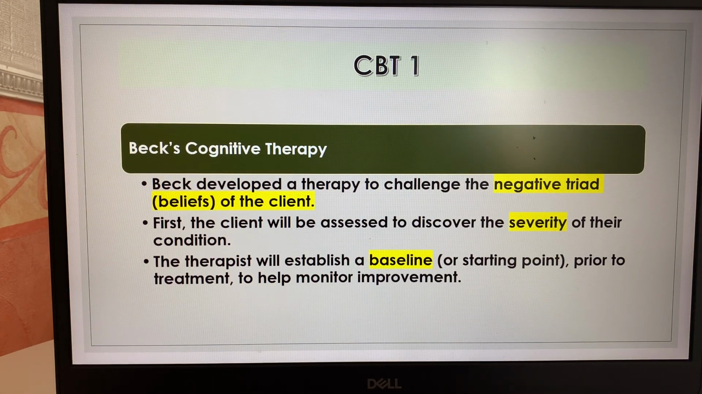So, two types. Beck's cognitive therapy. So Beck wanted to challenge that negative triad, if you remember, the beliefs of the client. So the beliefs of their self, the world, and the future. So it's there to try and delve into those three aspects. They'll be assessed based on the severity of their condition. Then they'll get like a baseline of where they need to start treatment to help monitor improvement. So there's always got to be a baseline assessment.